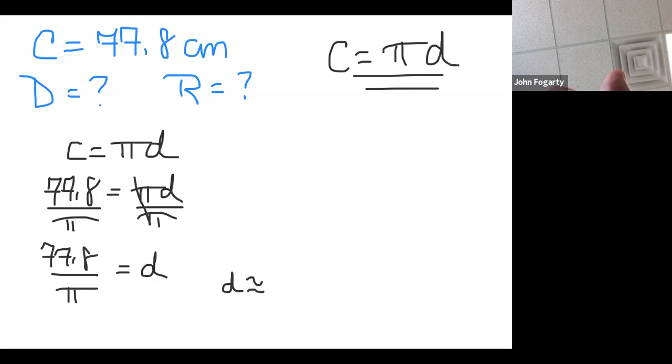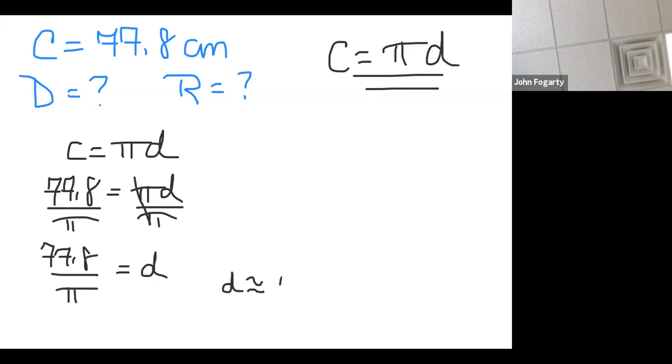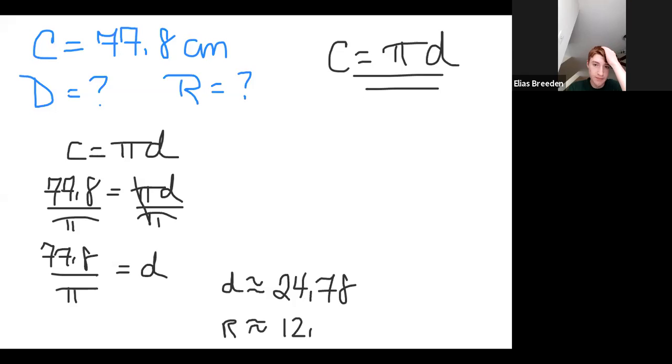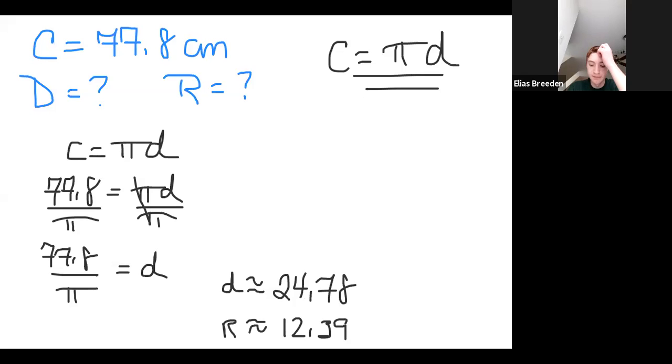Anybody come up with an answer yet? Diameter is 24.78 and the radius is 12.39. So the diameter would be about 24.78. Good. And then the radius would be half of that. So that would be what? 12.39, right? Agreed? Yes, sir.